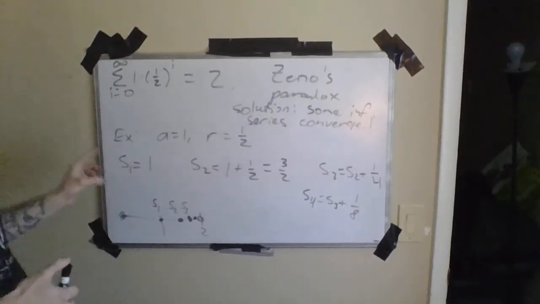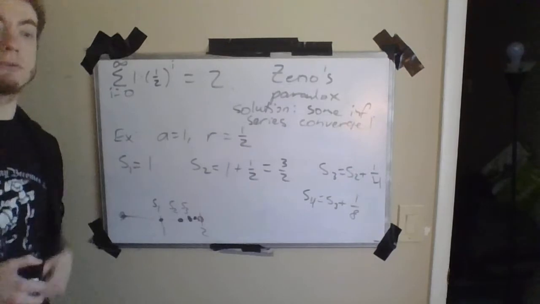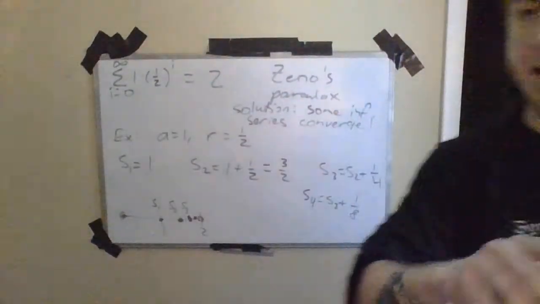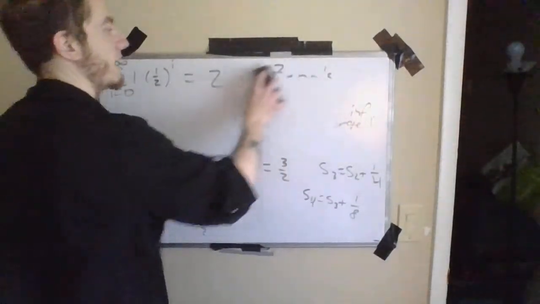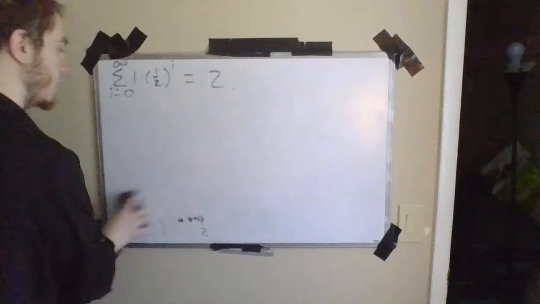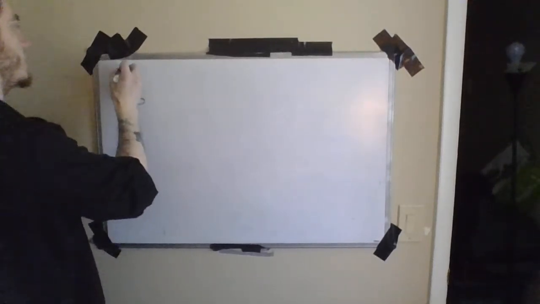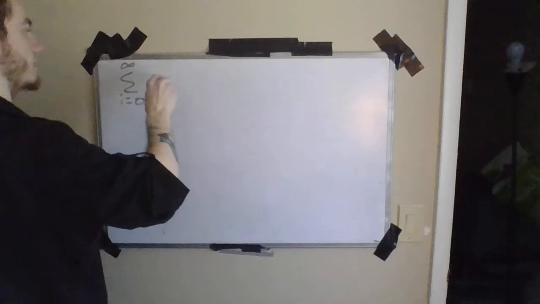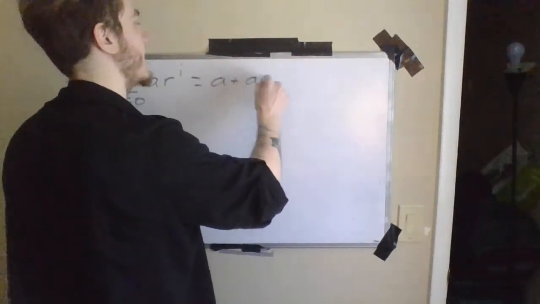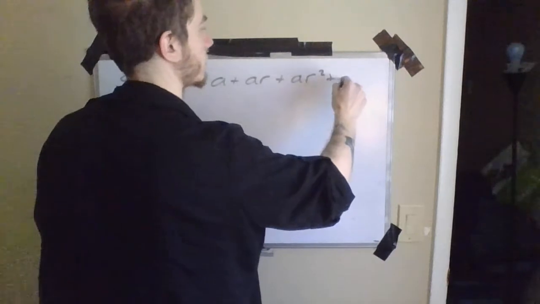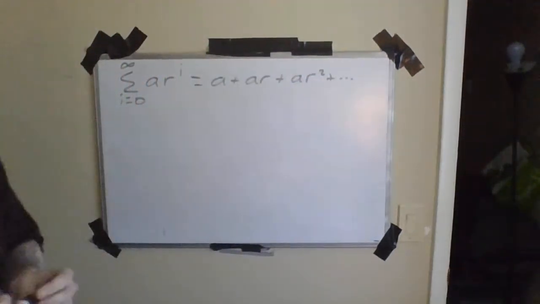Anyway, so this is an example of a geometric series. Now, let's talk about geometric series in general and what we can say about them. So, let's say that what we are trying to deal with is the sum from i equals 0 to infinity of a times r to the i. So this is going to be equal to a plus a times r plus a r squared, and so on and so forth.